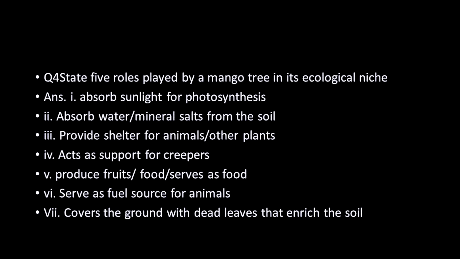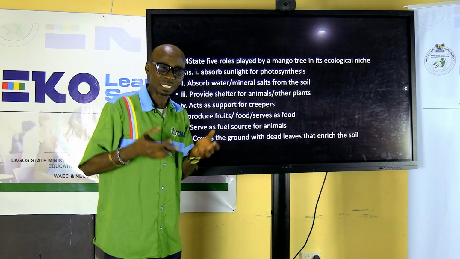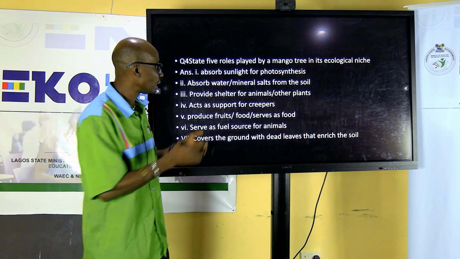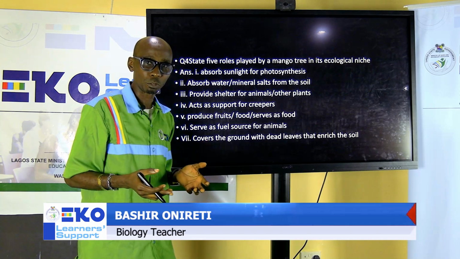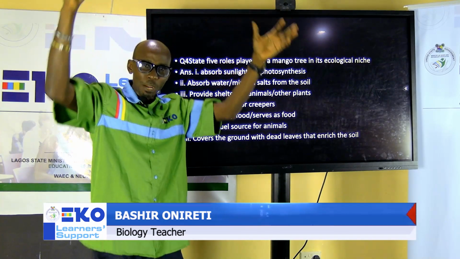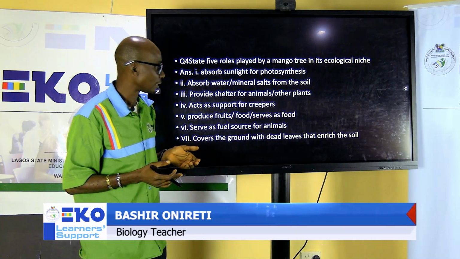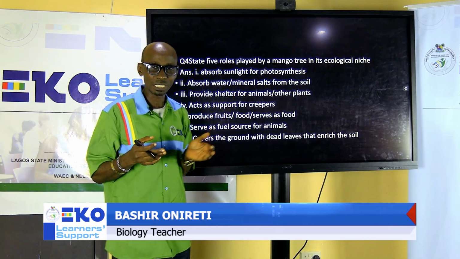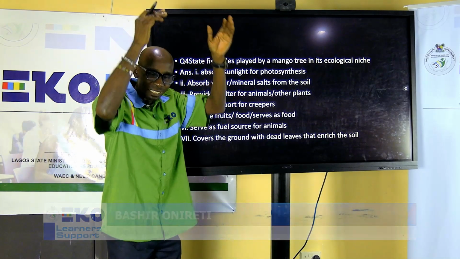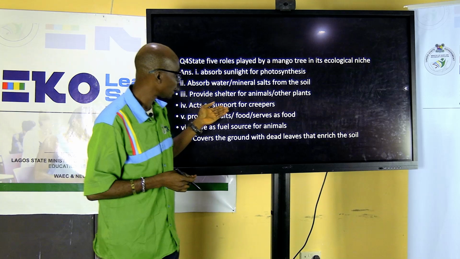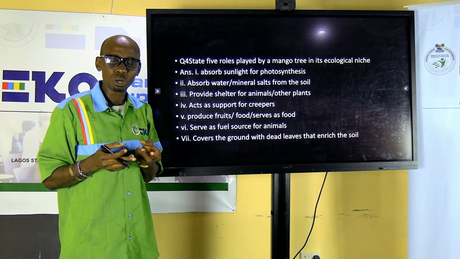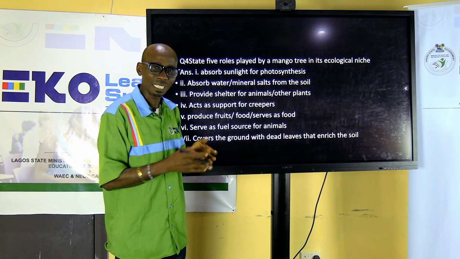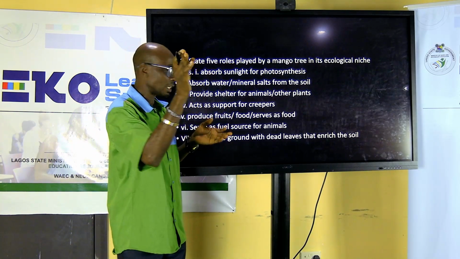Then it provides shelter for animals and other plants. During the day, you can sit under the mango tree. It shades you from the sun. For those of us that have lived in the villages before, there are some plants that form canopies that we can sit under to enjoy the shade of the evening, which prevents direct heat from the sun. The next one is it gives support for creepers. For example, the yam is a creeper. It supports them for their growth.